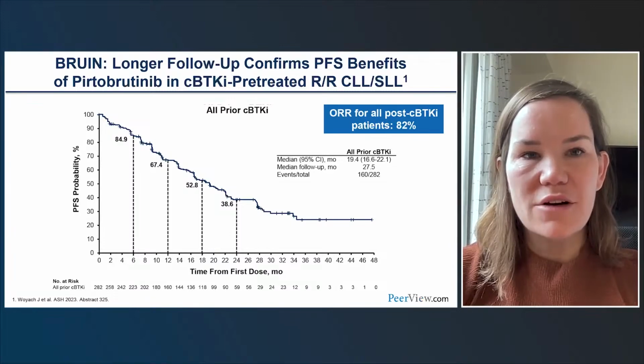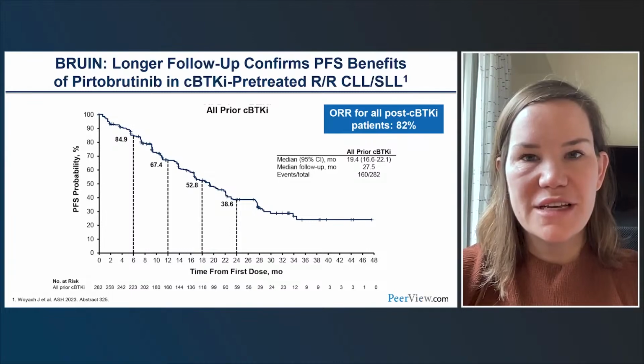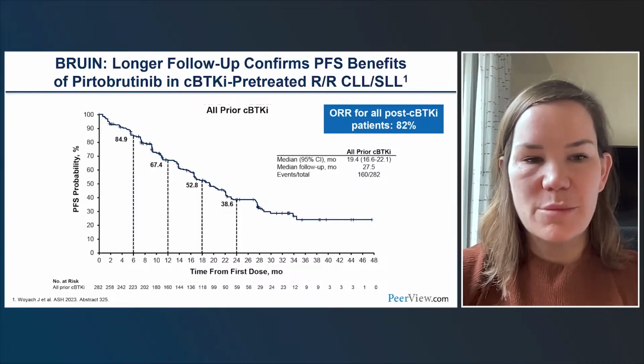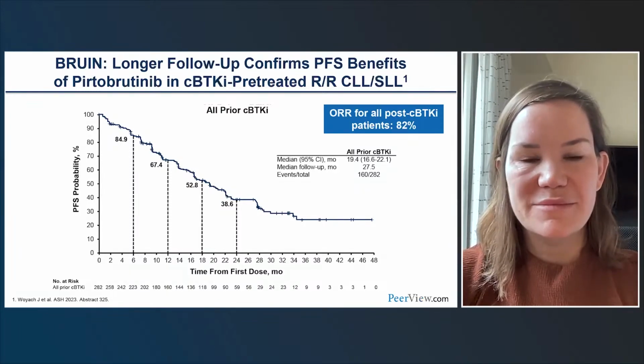We've now seen longer follow-up from the Bruin trial, which confirms these PFS benefits in these covalent BTKi pretreated relapsed refractory CLL SLL patients. Once again, emphasizing the overall response rate of 82%, but we've now also reached the median progression-free survival, which is 19.4 months for this population of patients.